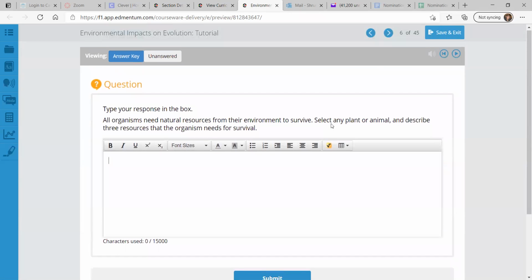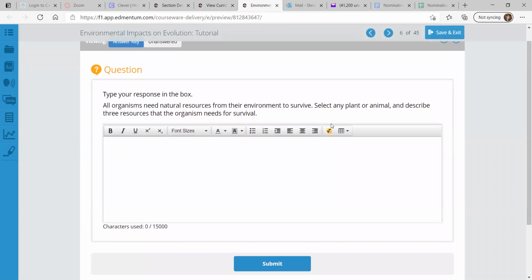And the next warm-up question, all organisms need natural resources from their environment to survive. Select any plant or animal and describe 3 resources that the organism needs for survival.